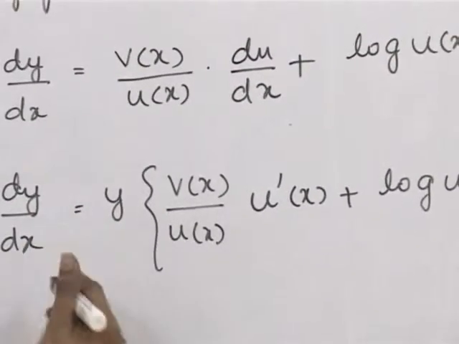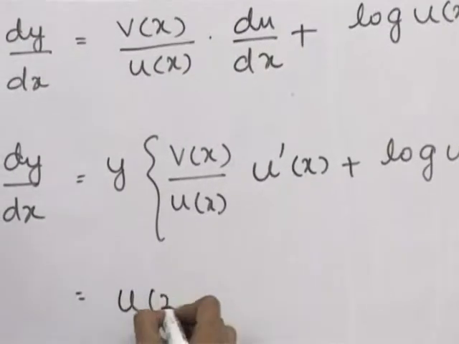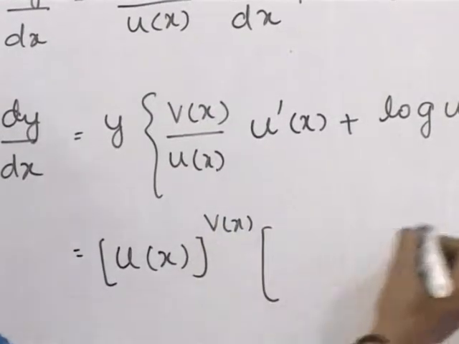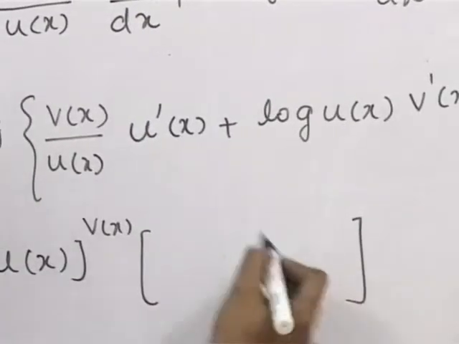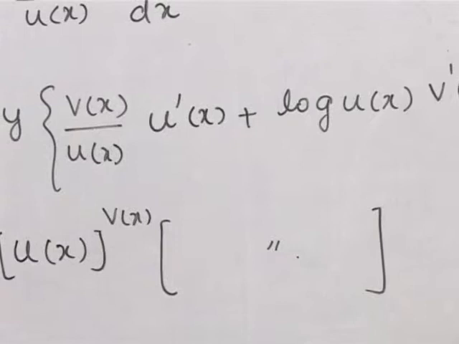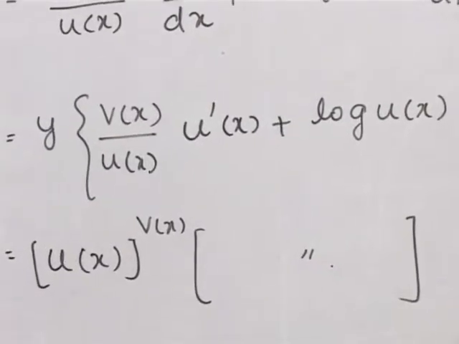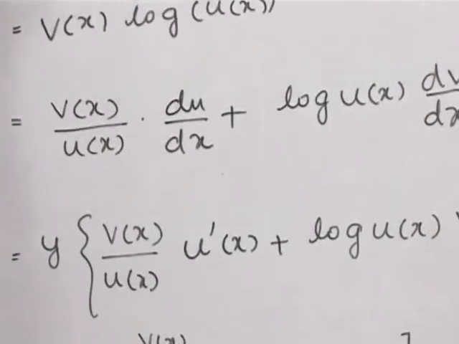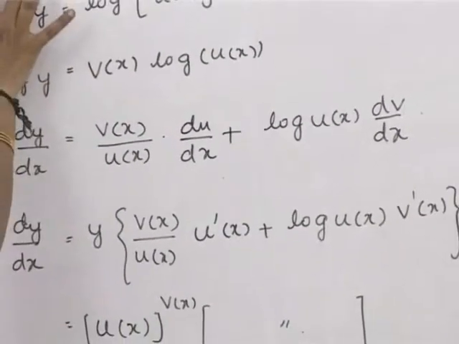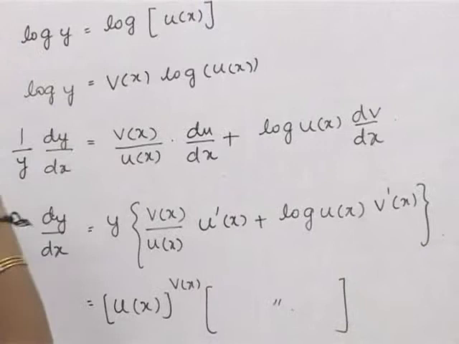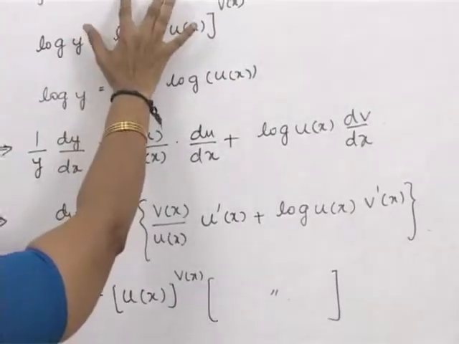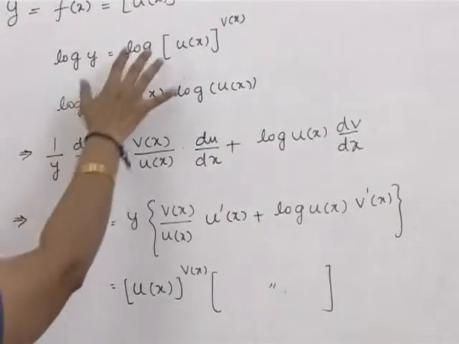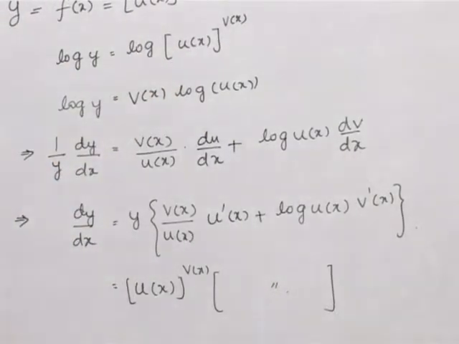Now what is y? y is nothing but u of x power v of x, and then the rest is same as above. Now the necessary condition for us to apply the logarithmic differentiation is that f of x, we are taking logarithm of f of x. So it is necessary that f of x should always be positive. Likewise, we are taking logarithm of u of x to the power v of x, which necessitates that u of x also is always positive.